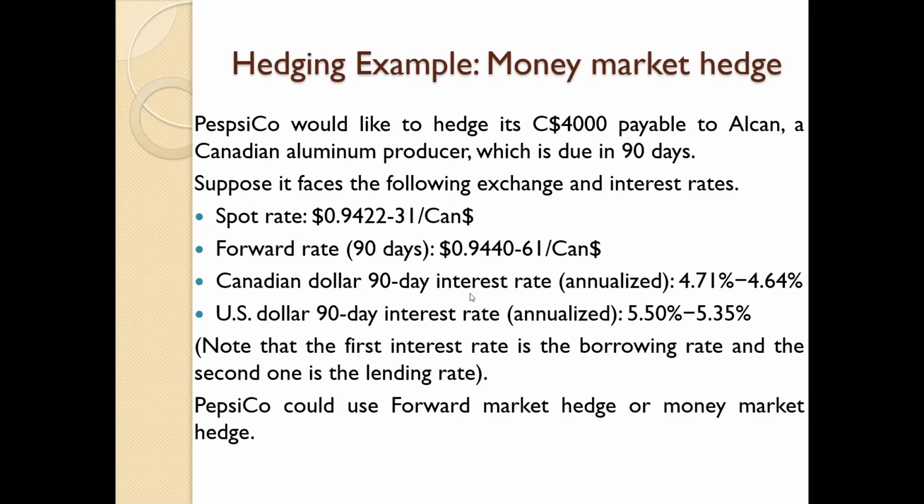Then the Canadian dollar 90 days interest rate is also given. I mean, if you are taking a loan from the Canadian market for the 3 months period, the annual interest rate is 4.71 and 4.64, right? Why are there two rates? Because the first rate is a borrowing rate and the second one is a lending rate. Once we are going to borrow something from the bank, this is the bank borrowing rate. If you are going to deposit something, this is the bank saving rate, right? Now you are familiar with those terms as a student following financial management also, right? This is the bank borrowing rate and this is the bank deposit rate, the saving rate.